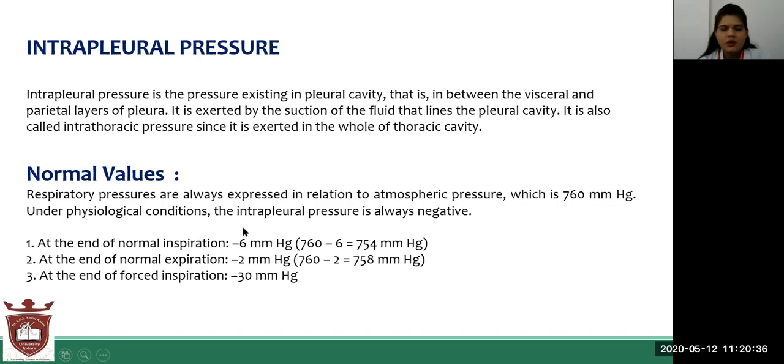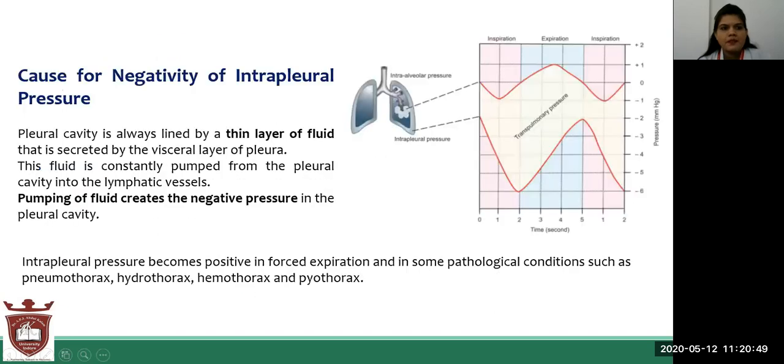Under physiological condition, meaning under normal condition, intrapleural pressure is always negative. At the time of inspiration, it is minus 6 mmHg. At the end of expiration, it is minus 2 mmHg. At the end of inspiration, it is minus 30 mmHg. So what is the cause of negativity of the intrapleural pressure? As we know, the pleural cavity is always lined by a thin layer of fluid that is secreted by the visceral layer of pleura. This fluid is constantly pumped from the pleural cavity into the lymphatic vessels. Pumping of the fluid creates a negative pressure in the pleural cavity, isn't it? That's why it is negative.